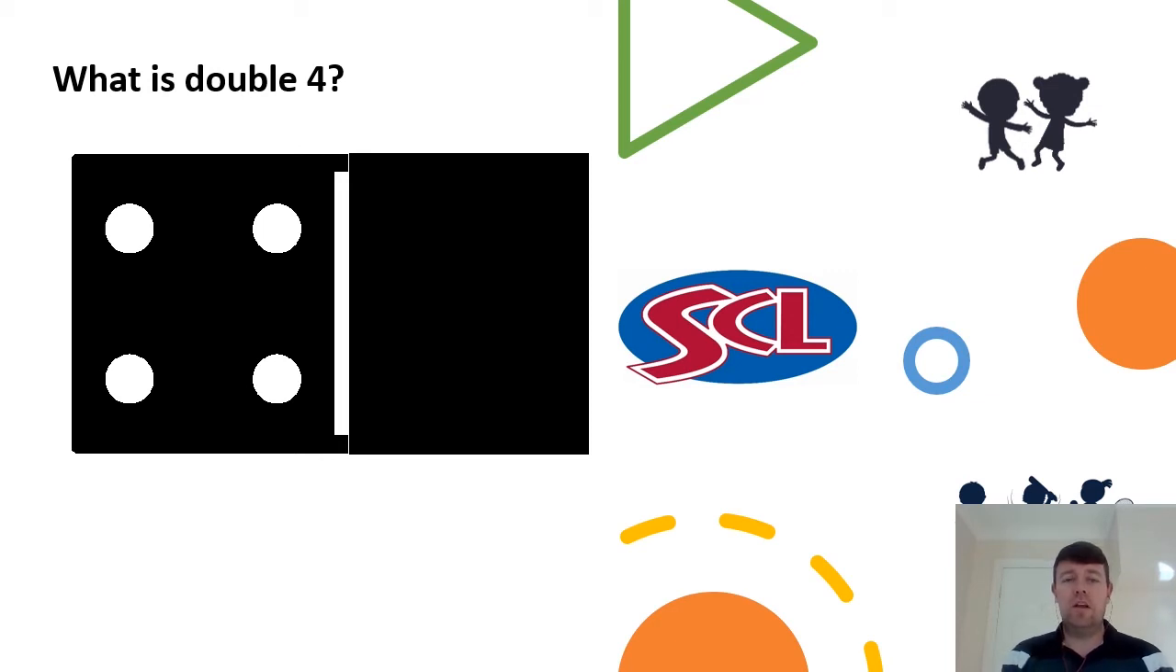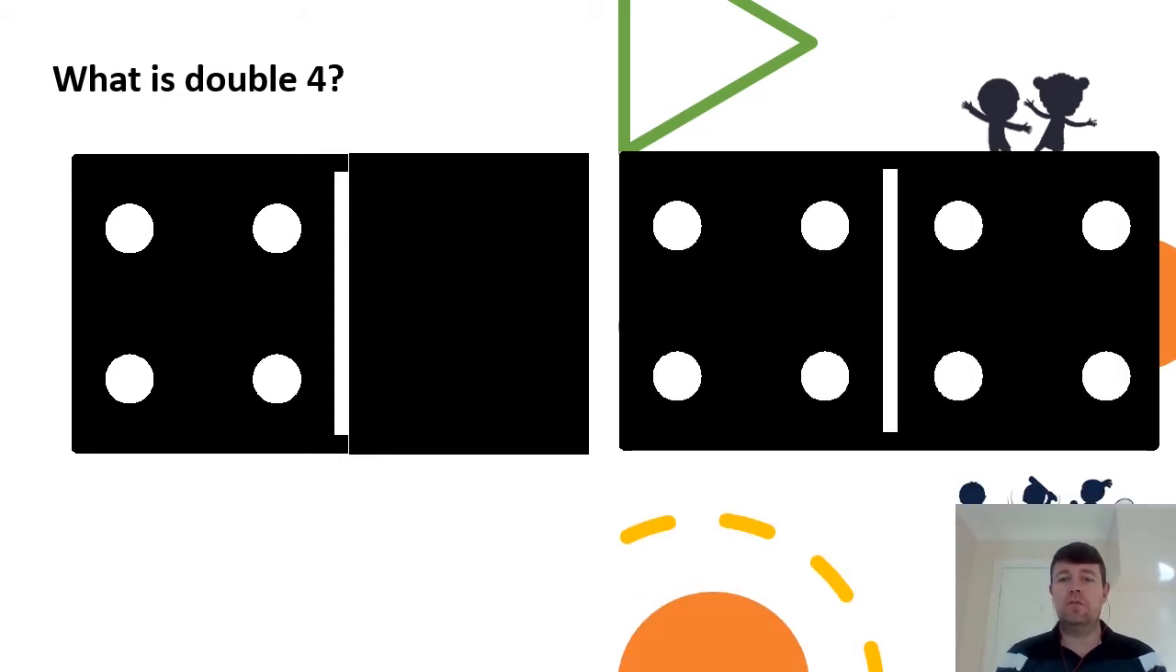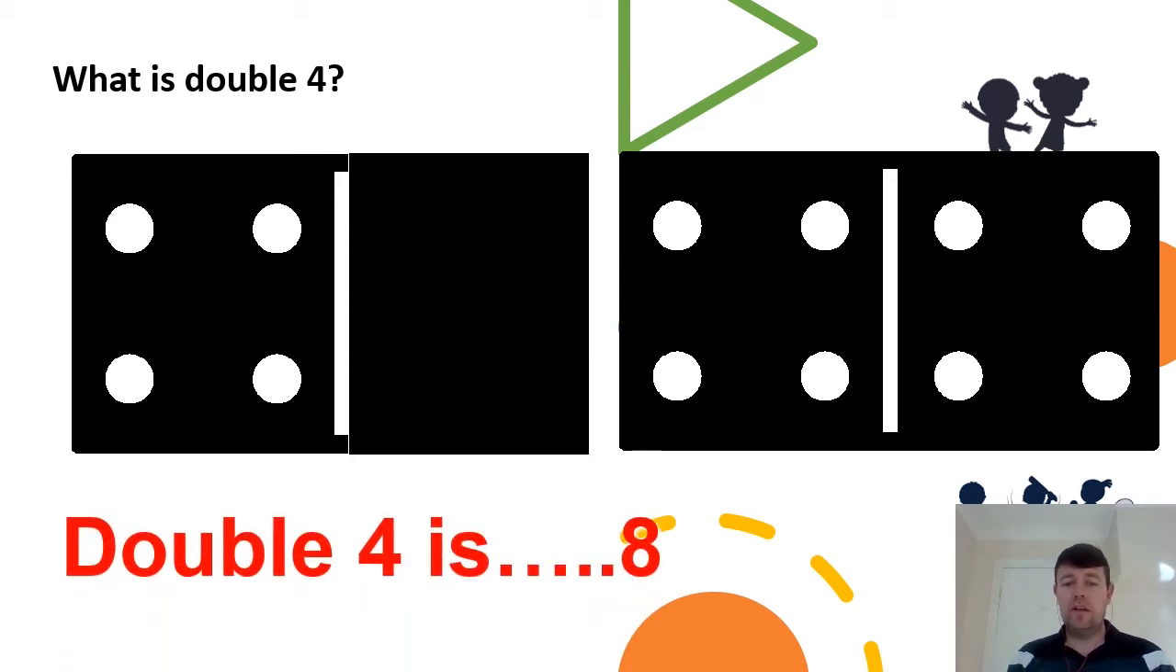So now what I'd like you to do is draw another 4 dots. So you're doubling the amount of dots on your domino. So you should have something that looks like this. Then all we do is we count up our total number of dots. 1, 2, 3, 4, 5, 6, 7, 8. So double 4 is 8.